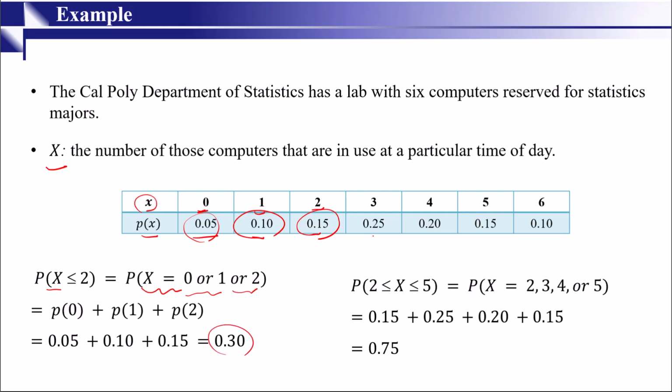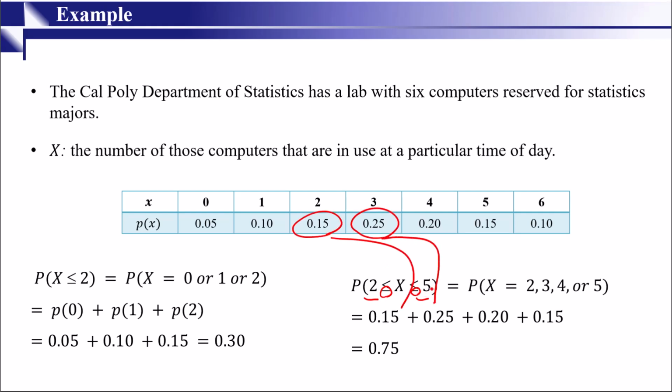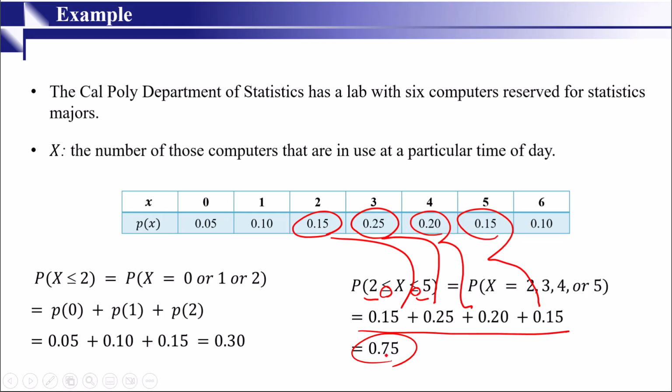The probability that between 2 and 5 computers are in use, right? In this case, we go from 2 to 5, and both 2 and 5 are included because it is greater than or equal to 2 and less than or equal to 5. So this one, this one, this one, and this one. You sum them together. So the probability that between 2 and 5 computers are in use is 75%.